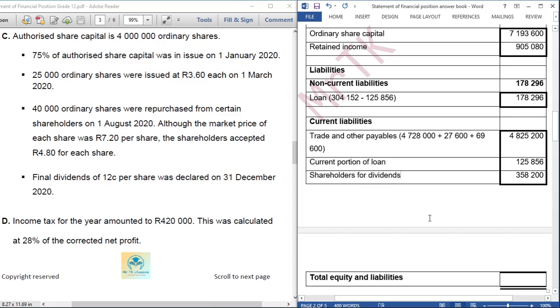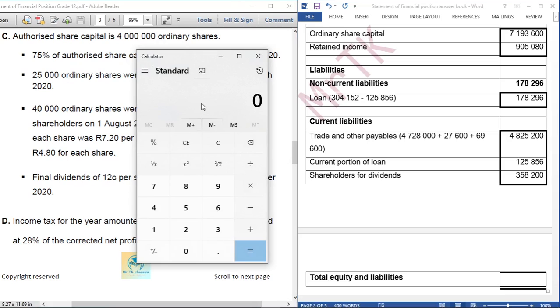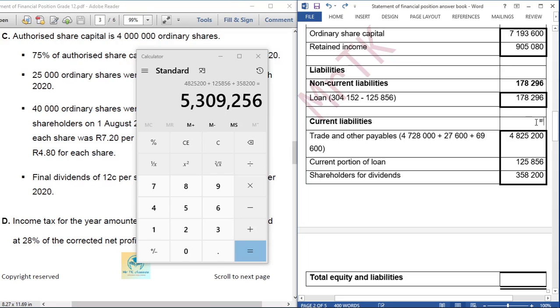Now let us do our calculations there. We are going to say 4,825,200 plus 125,856 plus 358,200. What are we going to get? 5,309,256, right? Okay. So now let us add all these.